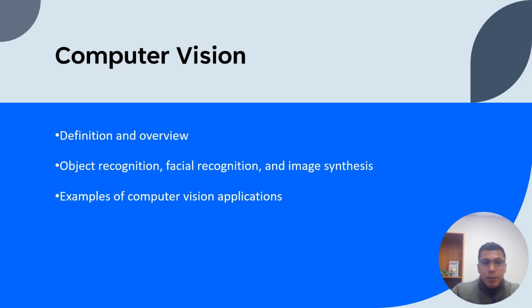Facial recognition is a specific type of object recognition that focuses on detecting and identifying human faces. Facial recognition systems can be used for various purposes, including security, surveillance, and social media tagging. Lastly, image synthesis, another computer vision task, involves generating new images based on certain input parameters or constraints. This can include tasks like style transfer, where the style of one image is applied to another, or image inpainting, which involves filling in missing or corrupted parts of an image.